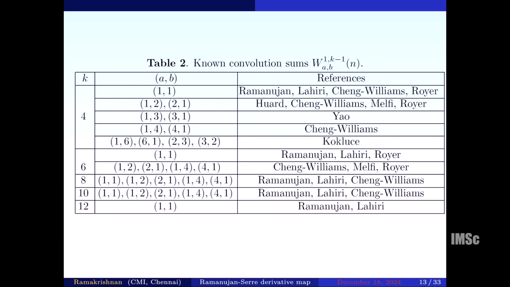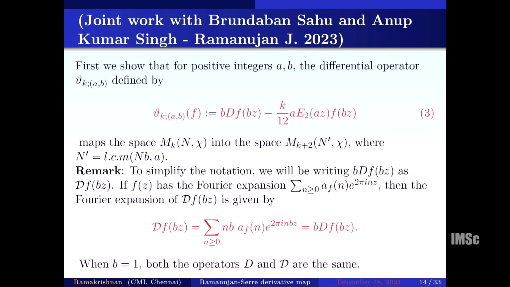The known convolution sums in this case are, again I have given some references: Ramanujan, Lahiri, Cheng, Williams, Royer for this case; Huard, Cheng, Williams, Alaca, Royer, Yao, Cheng, Williams, Köklüce; again, the weight k equal to 6, Ramanujan. Wherever Ramanujan appears, those are the cases he considered. This is joint work with Vrindavan Sahu and Anup Kumar Singh, and what I am presenting appeared in the Ramanujan Journal in 2023.